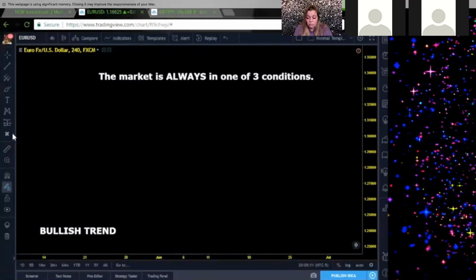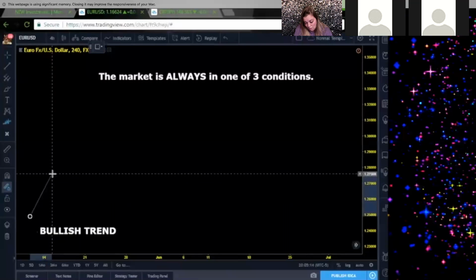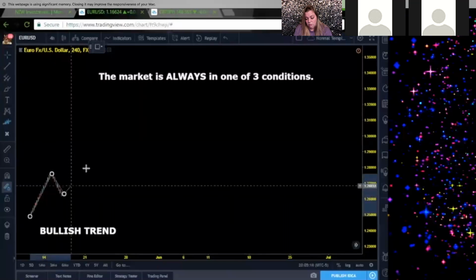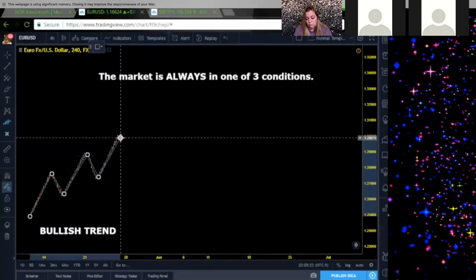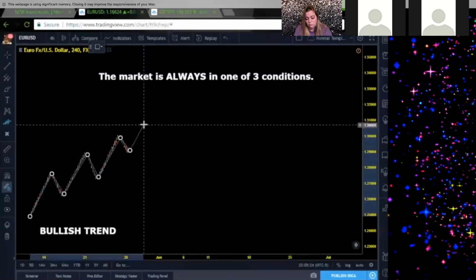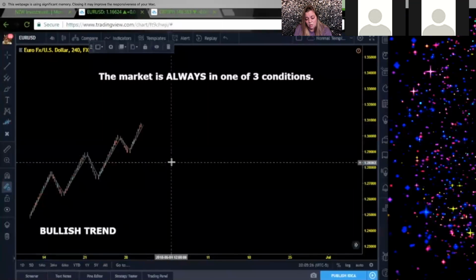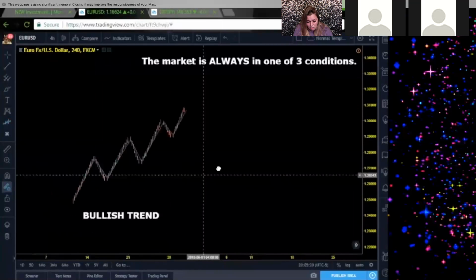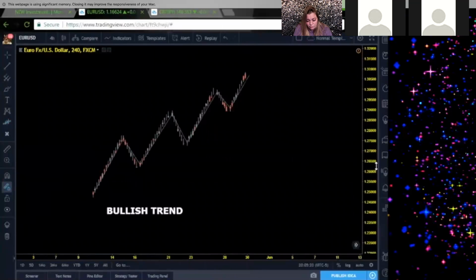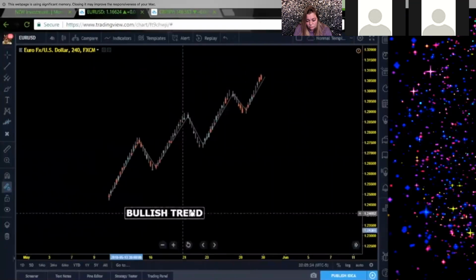Now, what does a bullish trend look like? A bullish trend looks like this. We're traveling up, obviously, right? We're bullish. We pull back. We travel up. We pull back, travel up, and we keep making higher highs and higher lows. That is what a bullish trend looks like, okay? Now, I'm going to zoom into this. There are several key characteristics to this, all right?